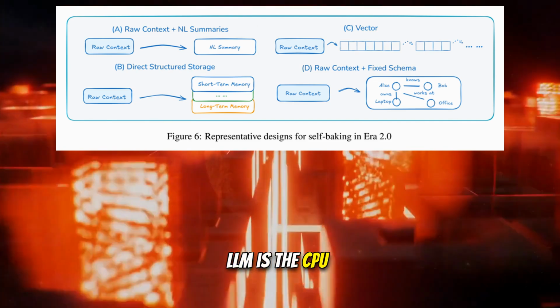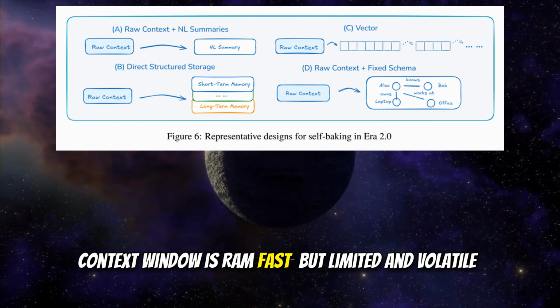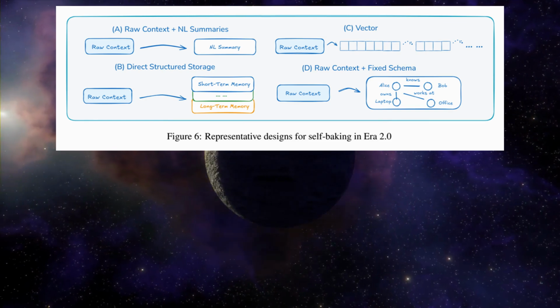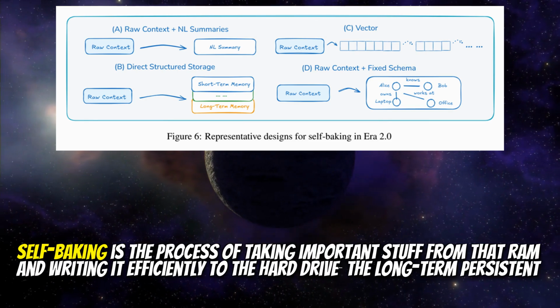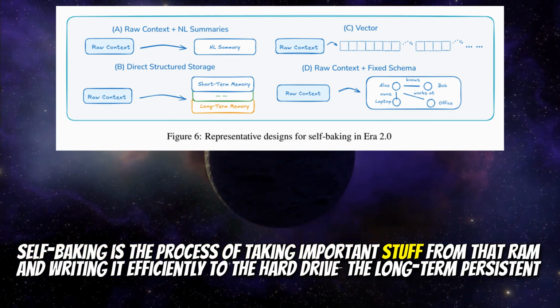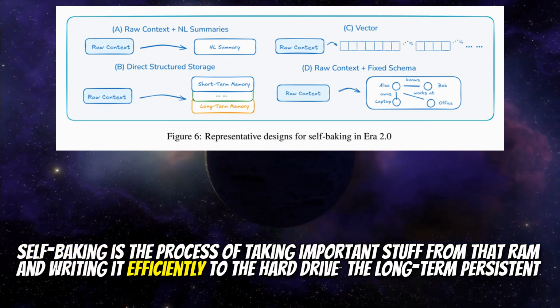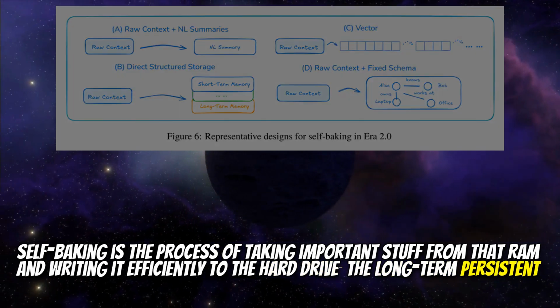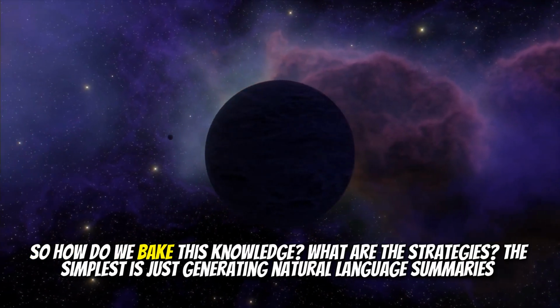LLM is the CPU. Context window is RAM: fast, but limited and volatile. Right, the short-term memory. Self-baking is the process of taking important stuff from that RAM and writing it efficiently to the hard drive, the long-term persistent memory. So how do we bake this knowledge?